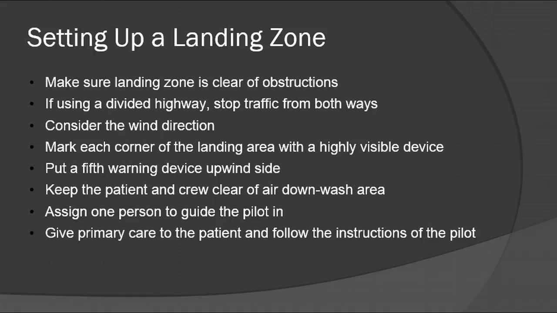And what are some things that could be an obstruction? Well, is there something on the ground that's going to make it difficult for the helicopter to land? Are there power lines in the way? That's a big one. If there are power lines in the way, you need to communicate this information to the helicopter so that they're aware of the situation and don't end up crashing into them, and then you have many more patients. The other thing is, if you're using a divided highway, to stop traffic coming from both ways.